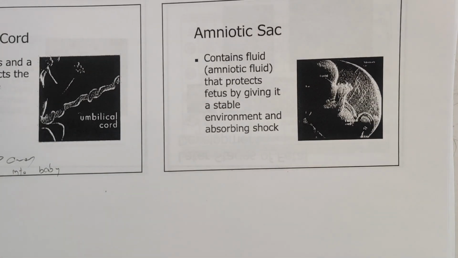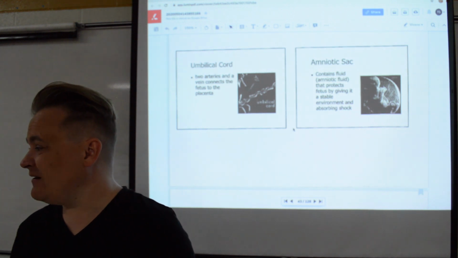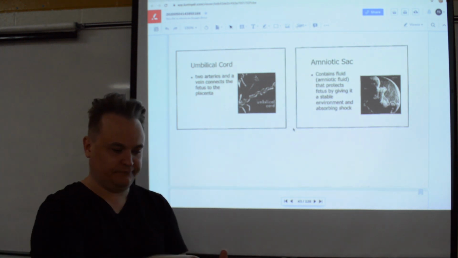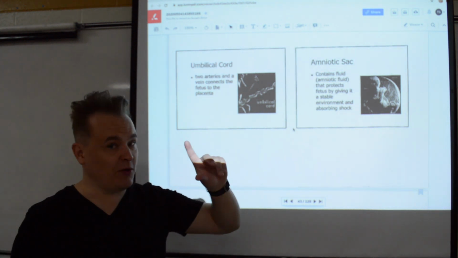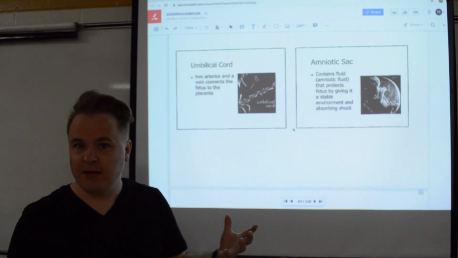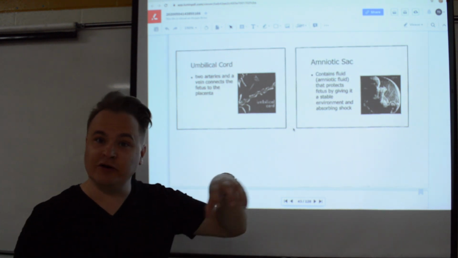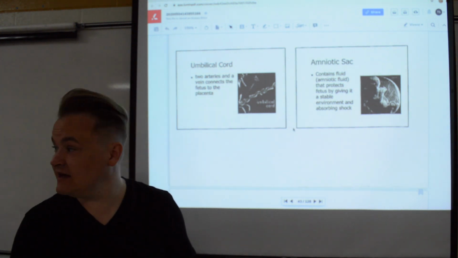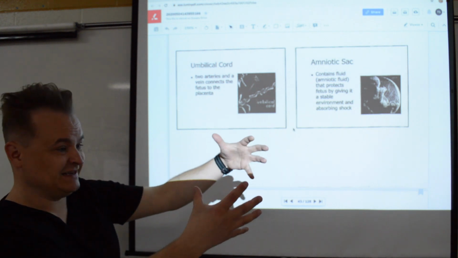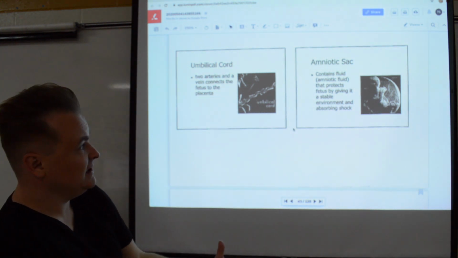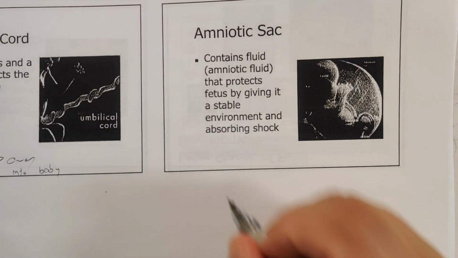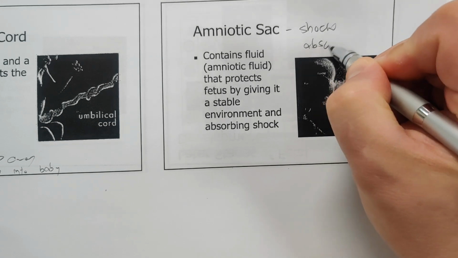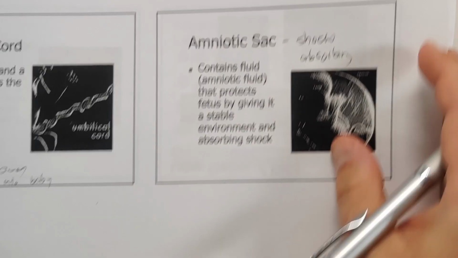You also have the amniotic sac, which contains fluid that protects the fetus by giving it a stable environment. Think about it this way. If you put an egg in a jar, in a glass beaker, and you shook it, which I'm not going to do because I don't want to waste it, it would crack. But if you put an egg in a jar and filled that jar with water, you could shake it, and the egg would just kind of float in the water and be protected. It wouldn't break as easily. That's what an amniotic sac is. It's a fluid-containing sac that wraps around a baby and gives it a stable environment. Shock absorbing. That's what the sac does there, right?